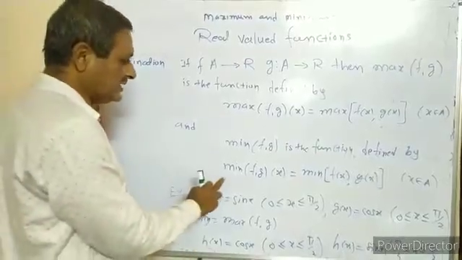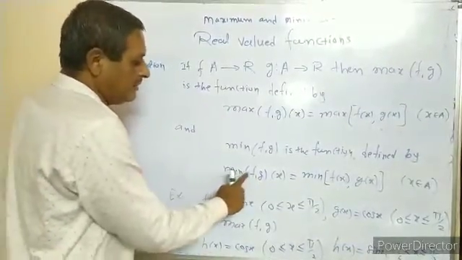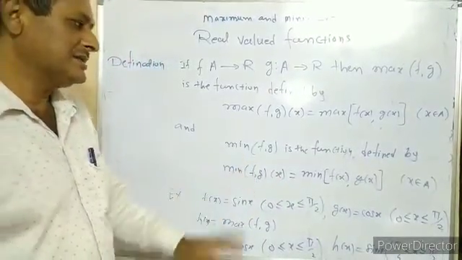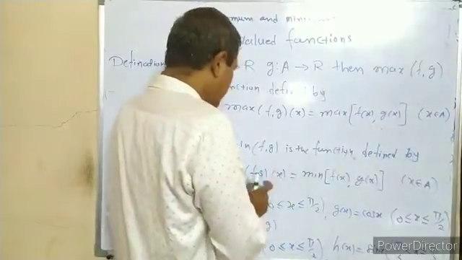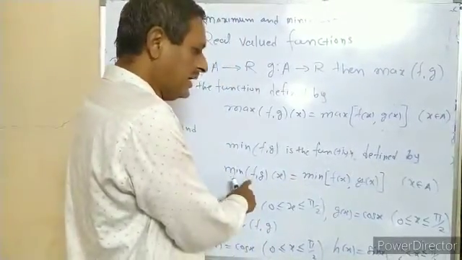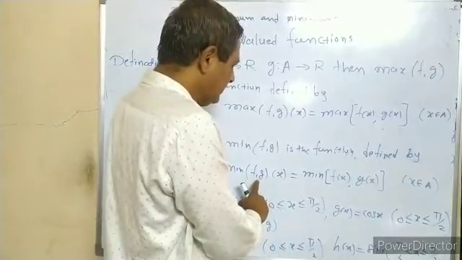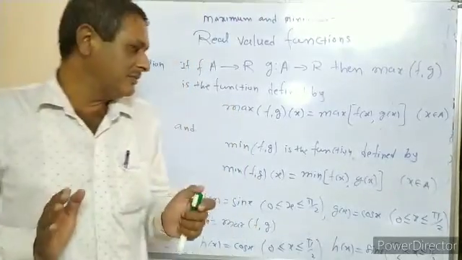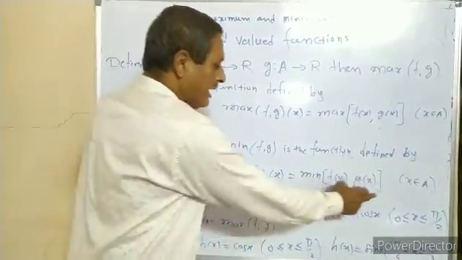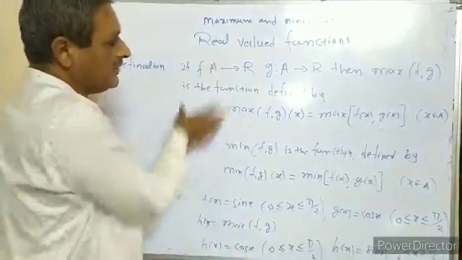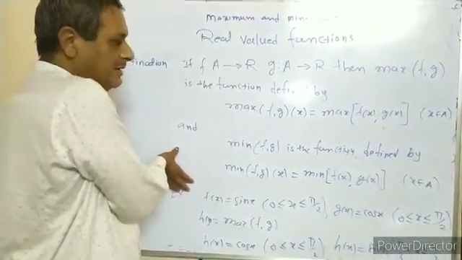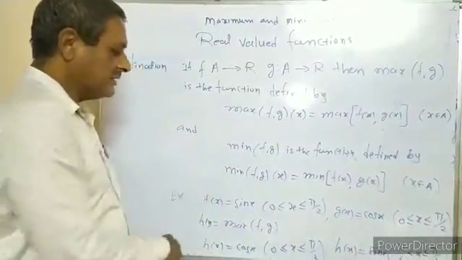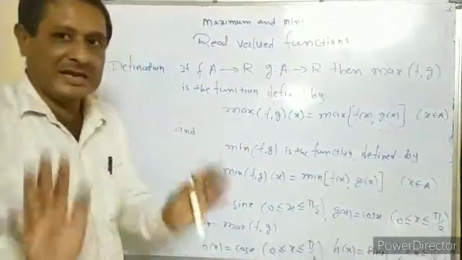The minimum function is defined as min(f, g) at x will be equal to the minimum of f of x and g of x. Means you have to consider the image of the function f at x, and again the image of the second function g at x, and see which is the minimum one, and whichever is minimum will be the value of this. So we have defined the maximum of two real valued functions and the minimum of two real valued functions. It can be indicated by h, and you can see a practical example.